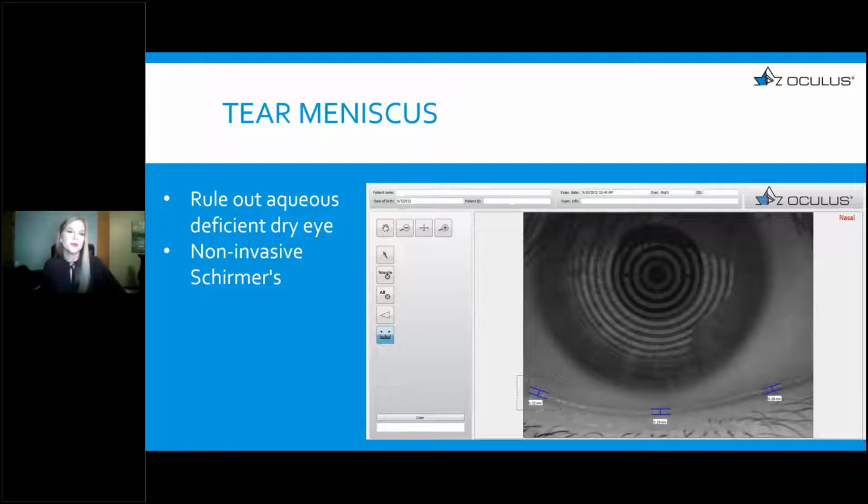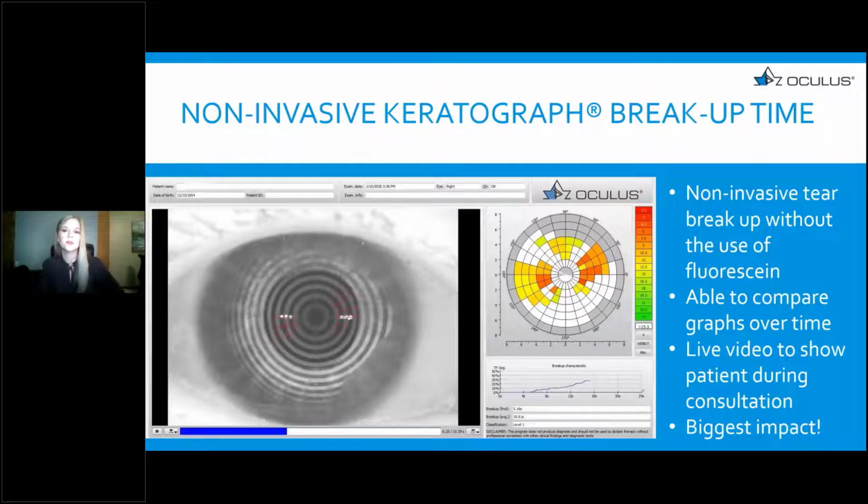So this is a great way, and also like a non-invasive Schirmer's. So I'm going to be honest, I don't do Schirmer's anymore, okay? It takes a long time. Your patients are uncomfortable just sitting in the chair. So this is a great way to get a good repeatable measurement without actually putting something in the eye, with the tear in its actual natural state.